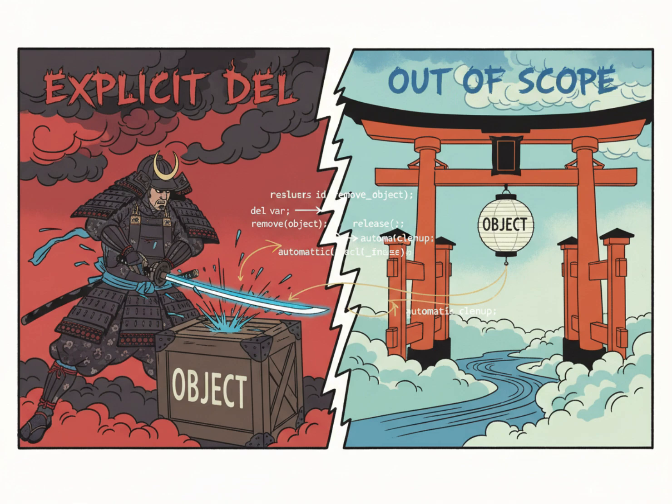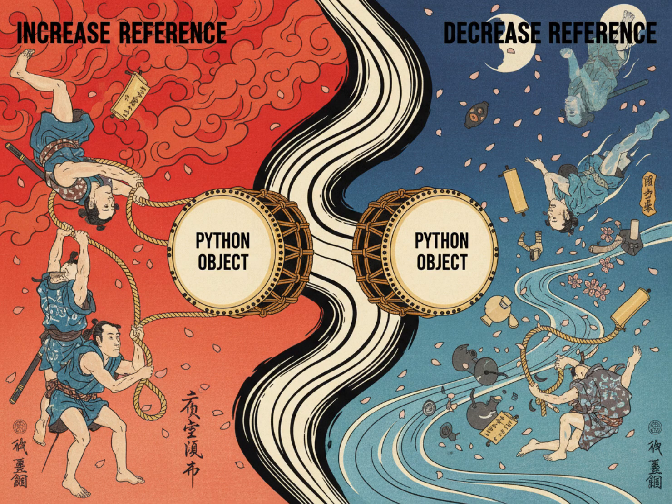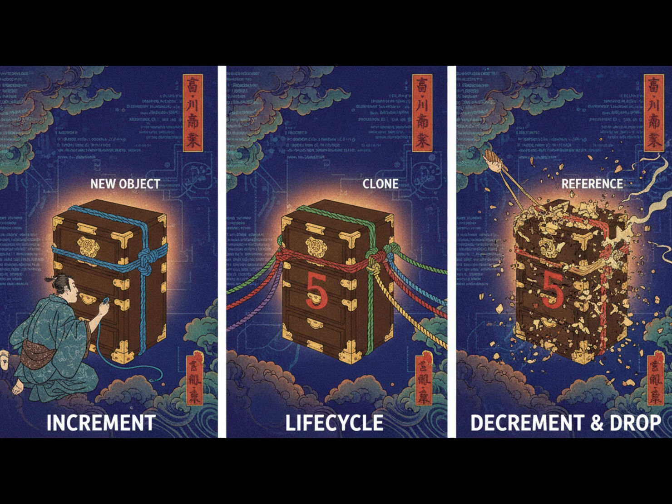And that's it. 2 key scenarios where reference counts decrease. Explicitly using del to remove references, variables going out of scope automatically. Combined with the increment scenarios from the last part, you now understand the complete lifecycle of Python objects.